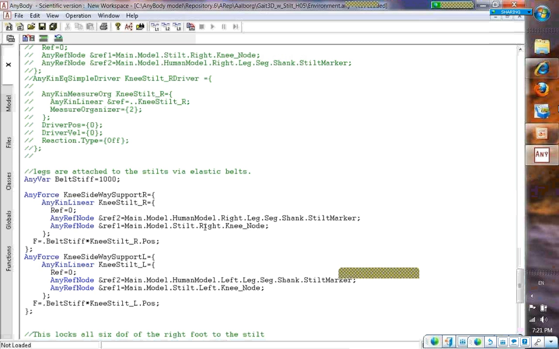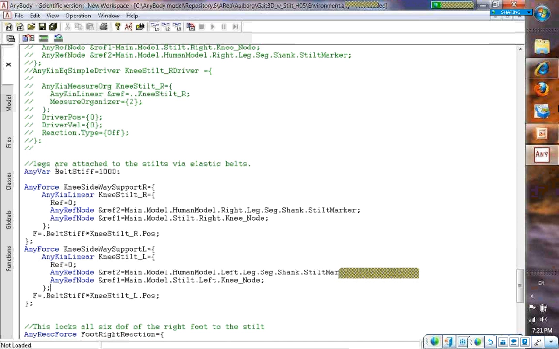You can see here we define the stiffness, belt stiffness. Then there is a force, belt stiffness, which is proportional to the position, the knee and the Stilts distance. Knee Stilts left is a measurement, which measures the distance. Then stiffness times the distance corresponds to a spring.